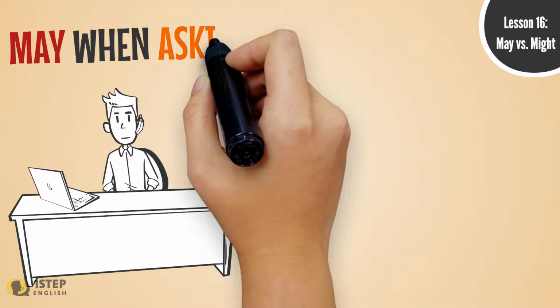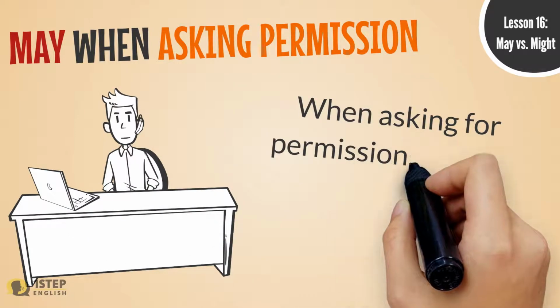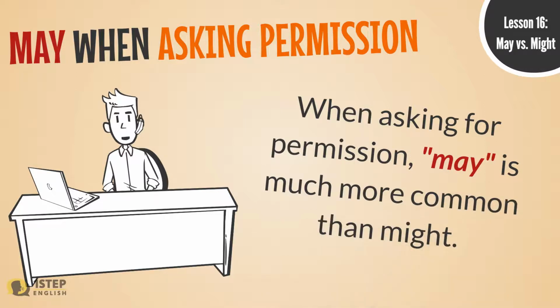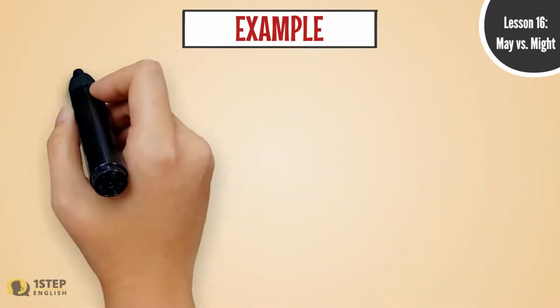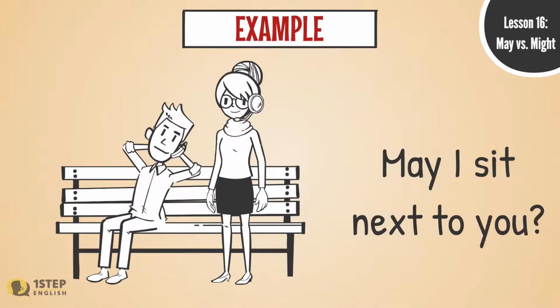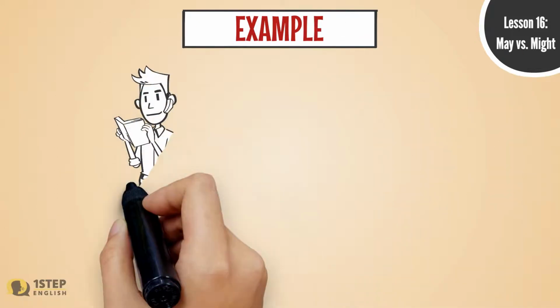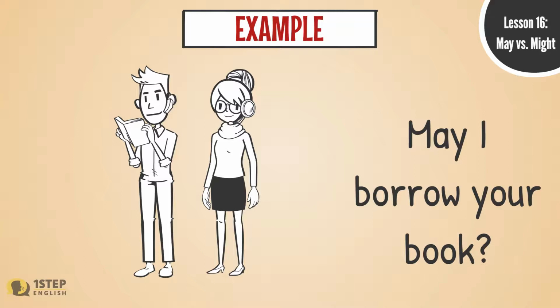2. May, when asking permission. When asking for permission, may is much more common than might. For example, may I sit next to you? May. May I sit next to you? May I borrow your book? May. May I borrow your book?